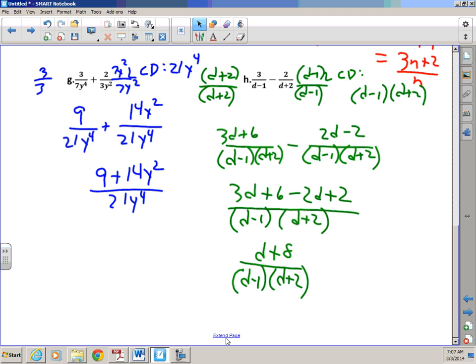Okay, so again, today was adding and subtracting rational expressions. Remember, as we've always done with fractions, you need like denominators to be able to do so.